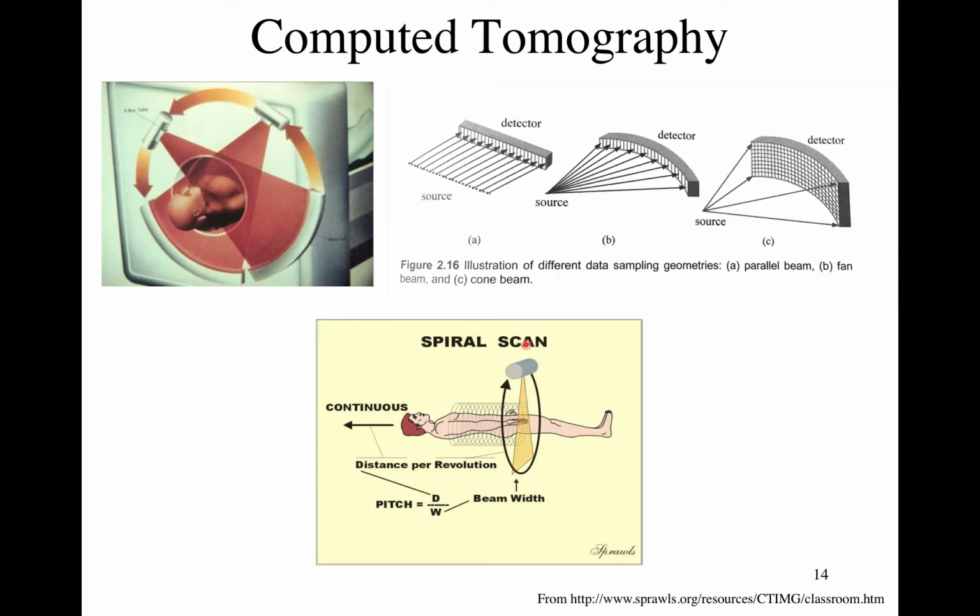If I rotate that constantly here, I can take the patient and basically drive them through the system while that thing is rotating constantly. And that gives me information in both the theta direction here and the z direction as I'm going through. That's called spiral scanning.